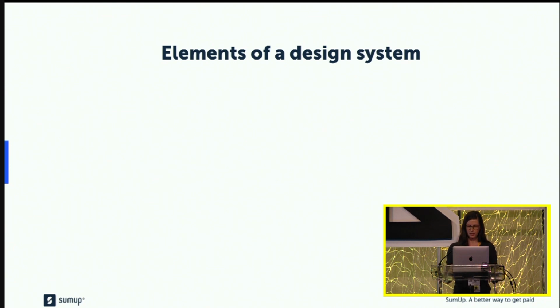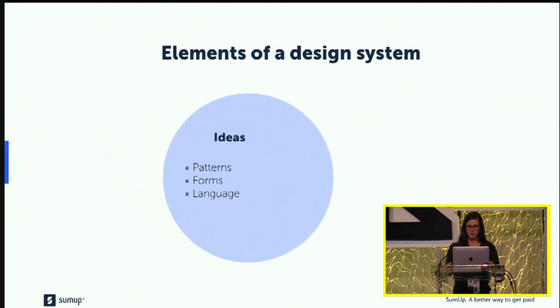When you start out with a design system, I think you can break it down into two main aspects. You have the ideas, the design ideas. You have the patterns that you expect people to commonly use in your system. You have the forms, the shapes, the colors, the branding, and you have the language that you want to use to interact with your end user.